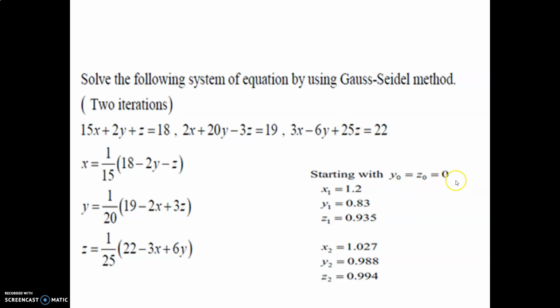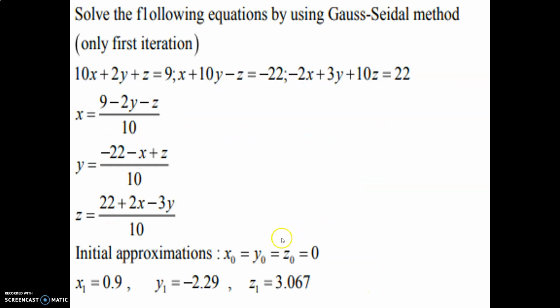Put y0, z0 as 0, x1 1.2, y1 0.83, z1 0.935. Now we have to put these values again in this expression to derive x2, y2 and z2. So x2 1.027, y2 0.988, z2 0.994.